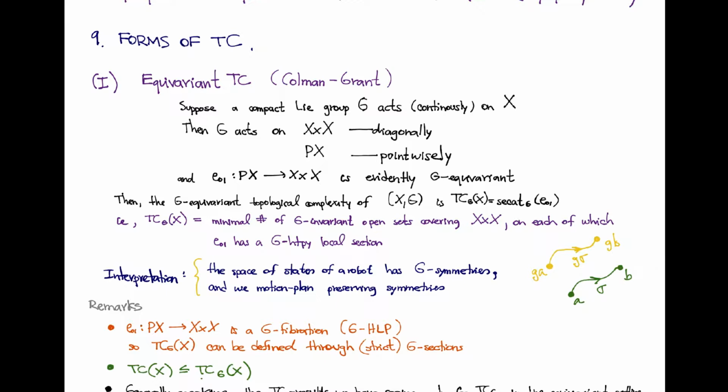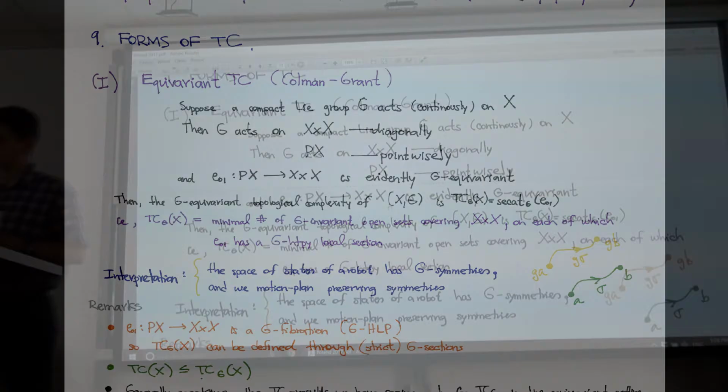You want to have local sections which are also equivariant. And then you want these to be sections up to homotopy, but up to equivariant homotopy. The branches of homotopy, each one of them should also be equivariant. So you look at the equivariant sectional category of that map, and that defines this notion.